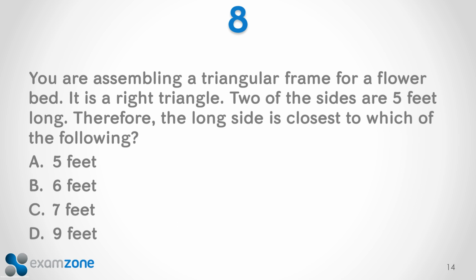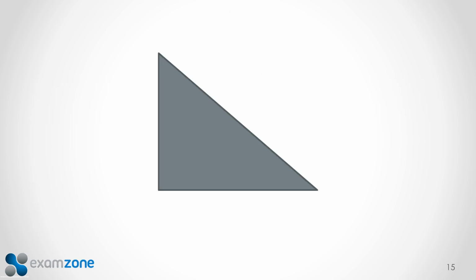All right, we're doing some landscaping. We're going to build some triangular borders for a flower bed. Two of the sides are 5 feet. How long is the hypotenuse, really? This is the Pythagorean theorem. All right, 5 feet, 5 feet. How long is the long side? This one's 5. This one's 5. What is that?